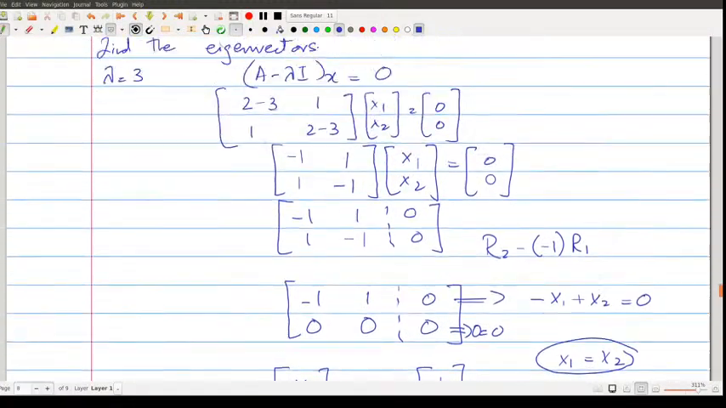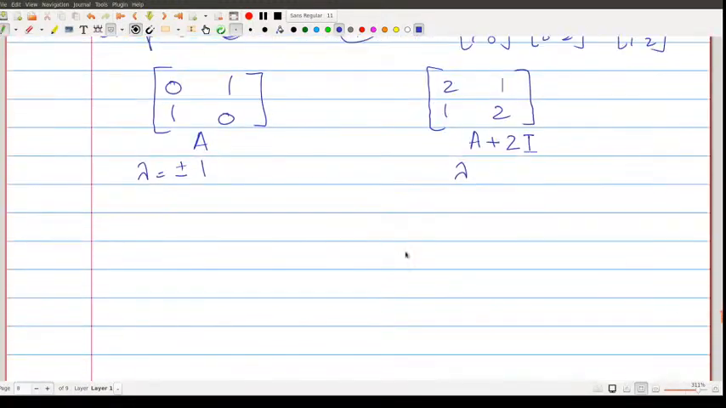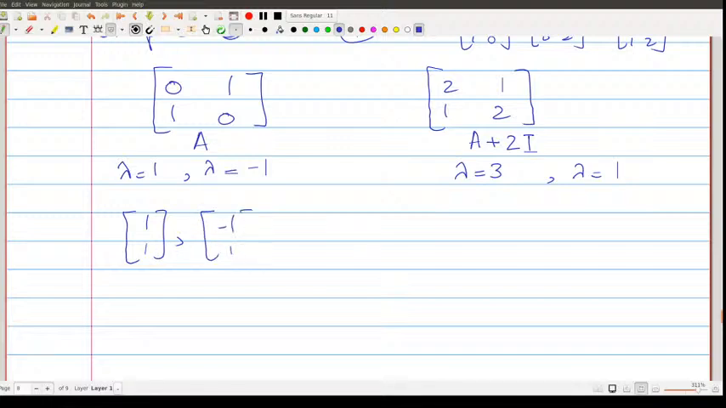And the eigenvalues for this one were 3 and 1. So if I write them as lambda equals 1 and lambda equals minus 1 over here, we had lambda equals 3 and lambda equals 1 over here. If you see the relationship, what's really happened is that 2 has been added to both eigenvalues, okay? And the eigenvectors remain the same. The eigenvectors for this one are 1, 1 and minus 1, 1, and for this one they are also 1, 1 and minus 1, 1.